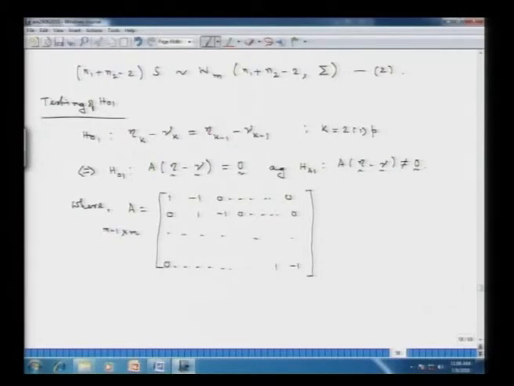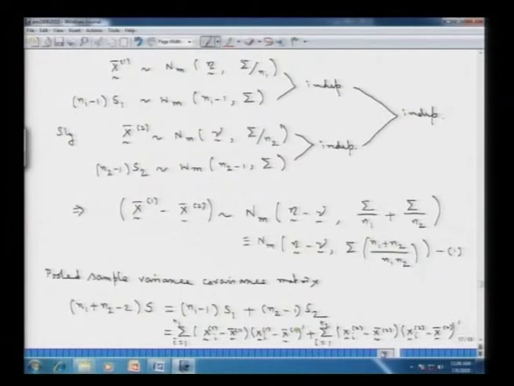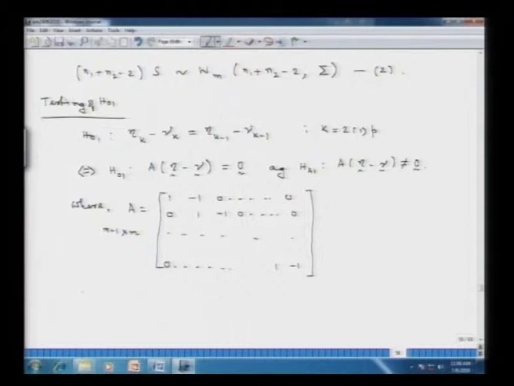Now, from the distribution theory, we had this distribution that x1 bar minus x2 bar has. We will make this transformation, A times x1 bar minus x2 bar. What is the distribution of this? Now, this A matrix is m minus 1 cross m, so this is a matrix of constants. So, we will have a multivariate normal on m minus 1 dimensions, and the mean vector would just be A times eta minus nu.